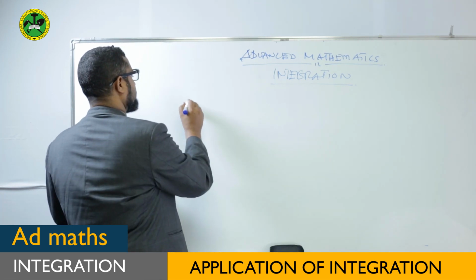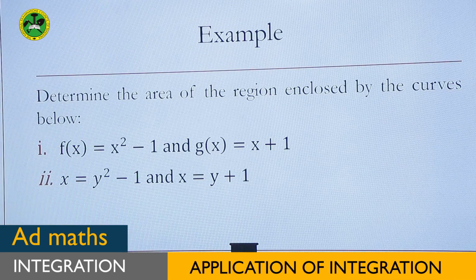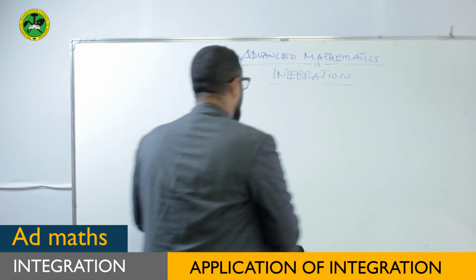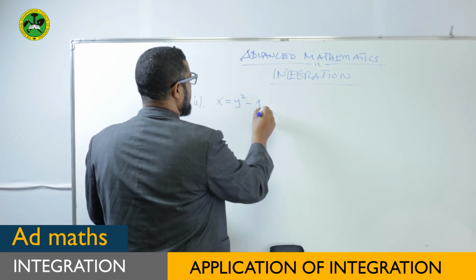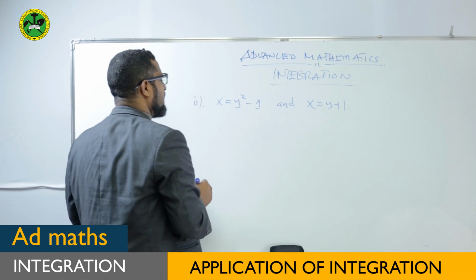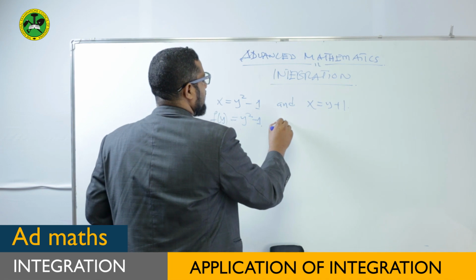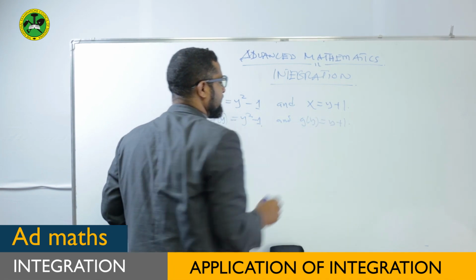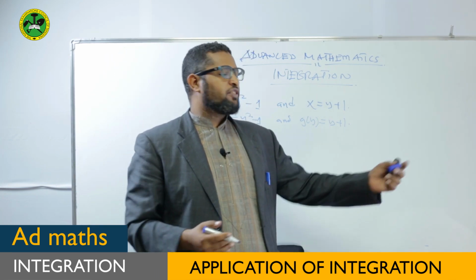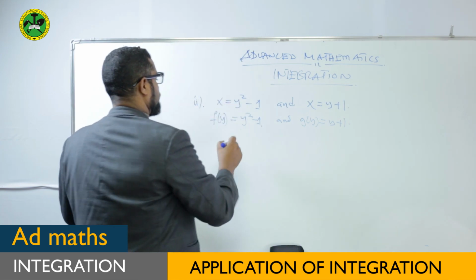Now, example number 2. Roman numeral 2. We are given x equal to y squared minus 1 and x equal to y plus 1. So this one, the function is defined in terms of y. It means this is the same as writing f of y equals y squared minus 1 and g of y equals y plus 1. Again, do the same as what we did in the first example. Find the values of y so as to know which area is enclosed by the two curves vertically. So we equate the two functions.